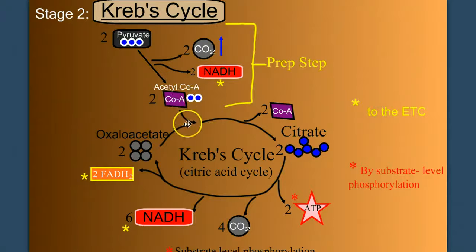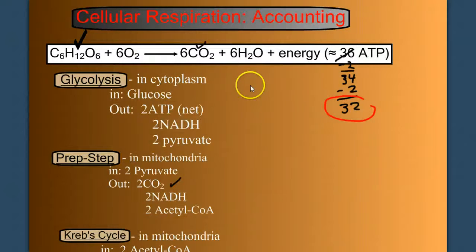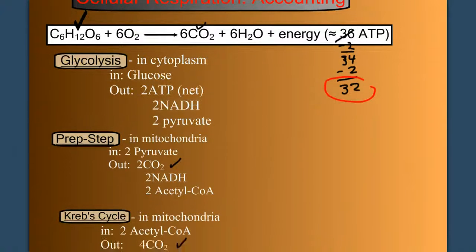Acetyl-CoA was picked up by oxaloacetate to form citrate, and then continuing through a series of intermediates, the citric acid cycle produced 2 ATP, liberated 4 carbon dioxides, made 6 NADH, and 2 FADH2, all of which are going to the electron transport chain.